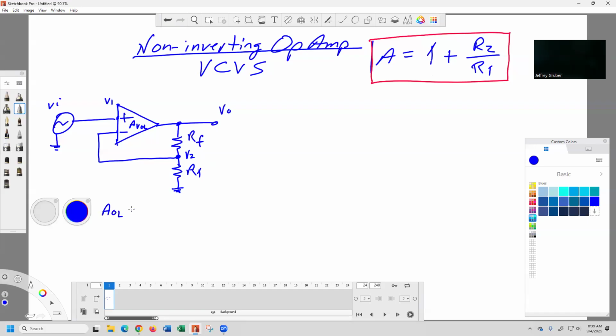So AOL is A open loop. I'm going to say it's about 100,000 or greater. Okay, so here's the development in the textbook. They assign this letter B and they call it V2 over V out. And this letter B is the feedback fraction, or the feedback attenuation factor.